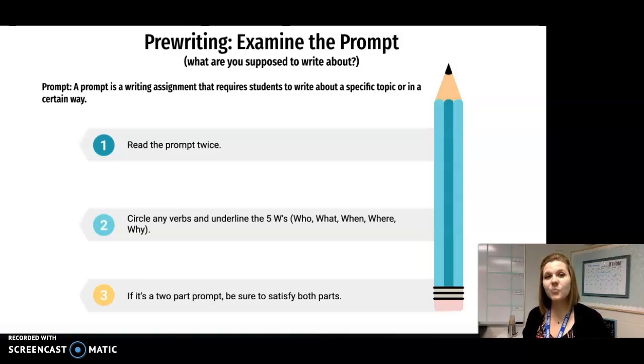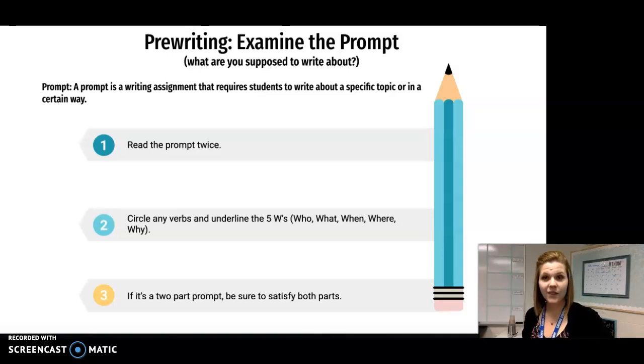So when I give you prompts, there are a few steps that I want you to follow. First, I want you to read the prompt at least twice. That way you have an understanding of what you're being asked to do. Then I want you to circle any verbs and underline the 5 W's, the who's, the what's, the when's, the where's, the why's. That way you'll be sure to include everything that you need to in your essay. And lastly, as a reminder, if it's a 2-part prompt, you need to be sure to satisfy both parts.